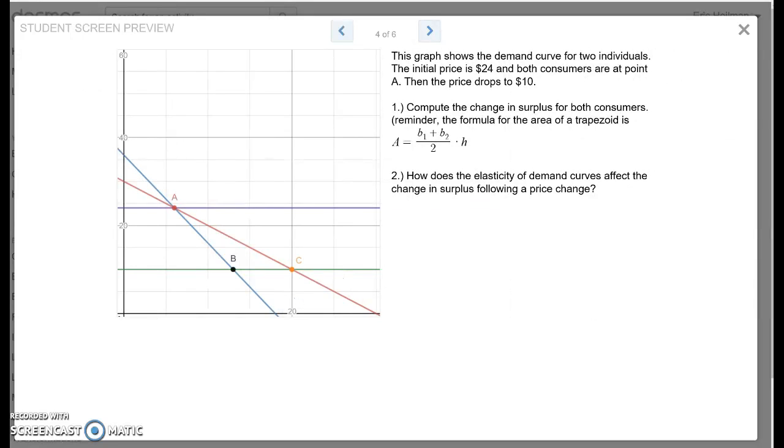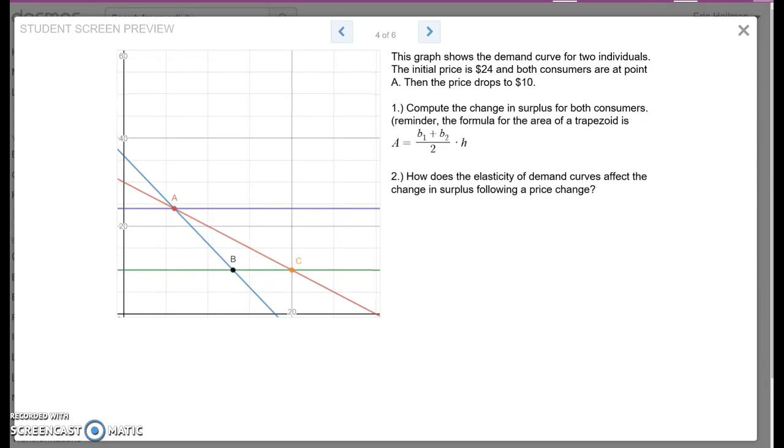Okay, so one thing we might be interested in is how elasticity affects how much your surplus might change. Here we're looking at two individuals. They both start at point A, so the price is originally $24, and they are both consuming the same quantity. It looks like maybe 6 units. So let's compute the change in surplus for both of them.